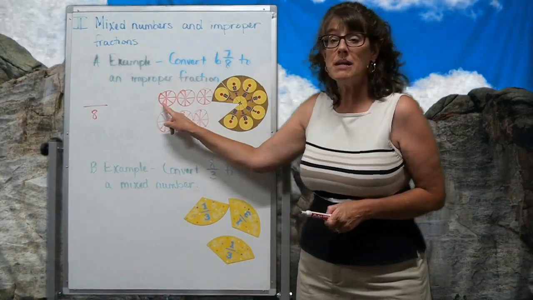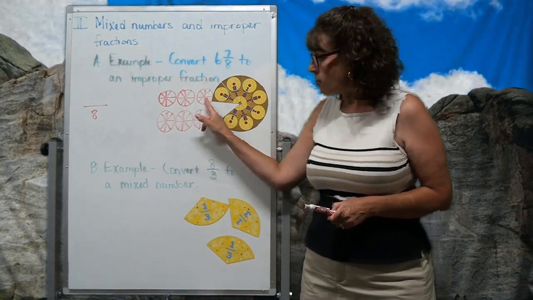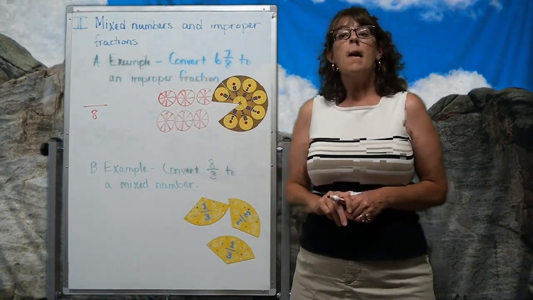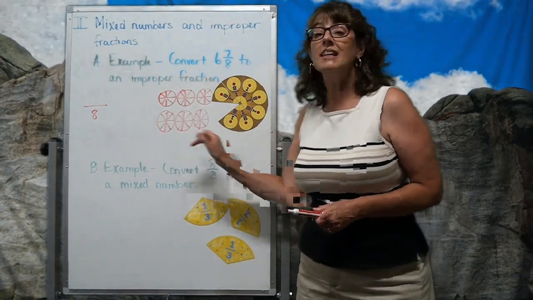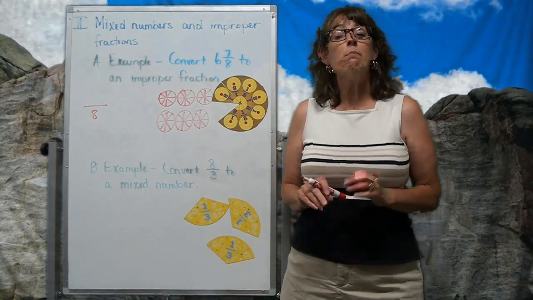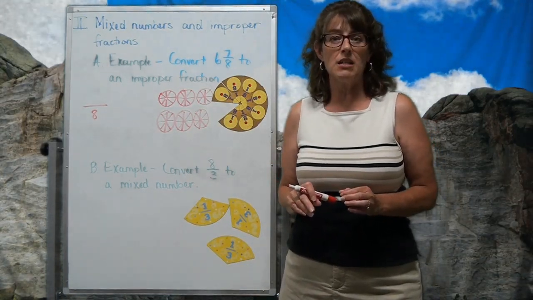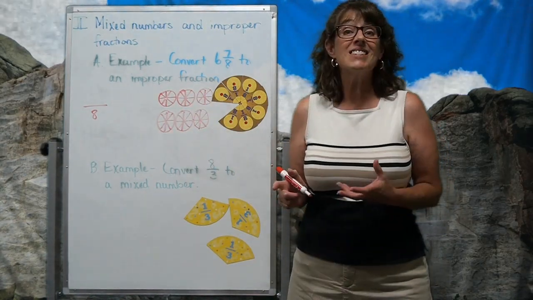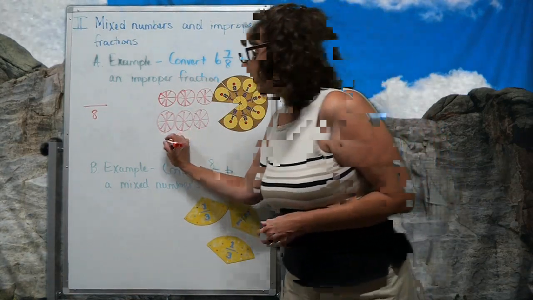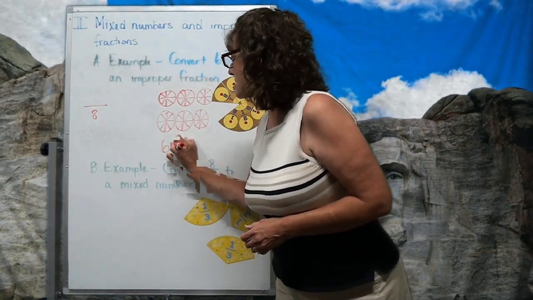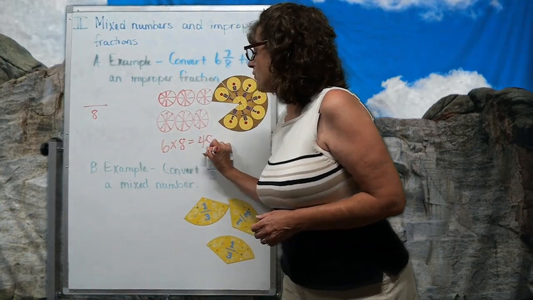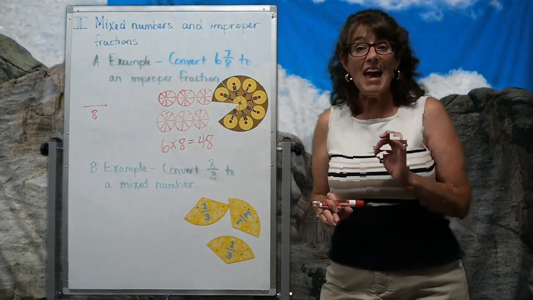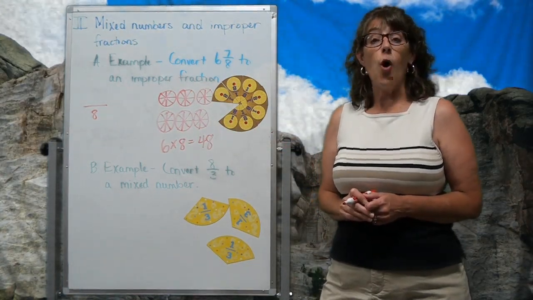Now, I have 8 pieces here, another 8 pieces here, another 8, another 8, another 8. So I could say 8 plus 8 plus 8 plus 8 plus 8 plus 8. But what's faster than repeatedly adding? Absolutely. Multiplication is much faster than repeated addition. So instead of saying 8 plus 8 plus 8 plus 8 plus 8 plus 8, 6 times, I'm going to say, well, let's do 6 times 8, which is 48. So that tells me that I have 48 of these eighth pieces in the whole pies.